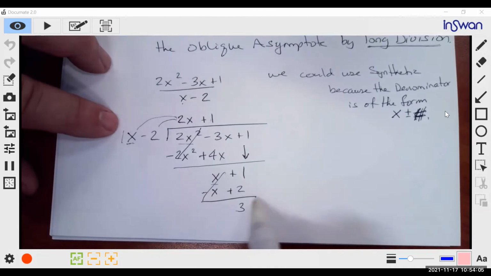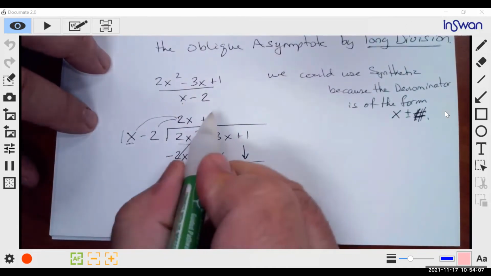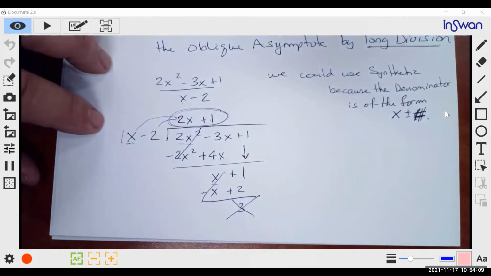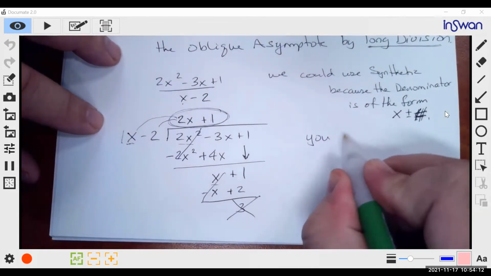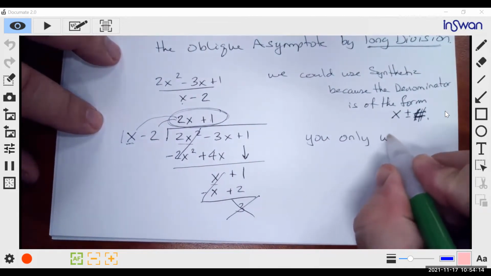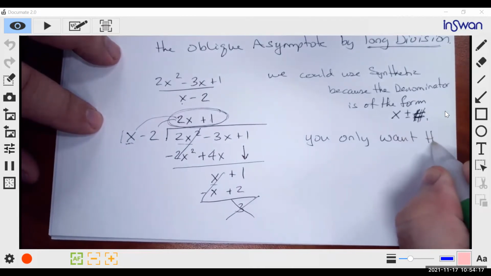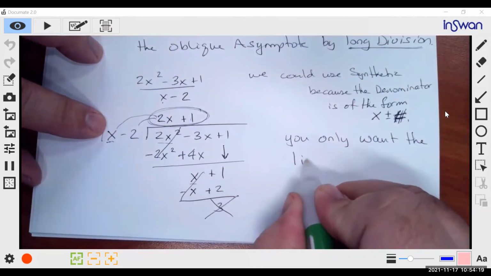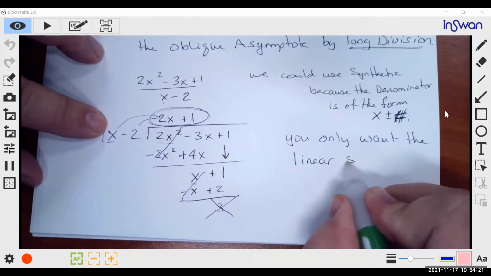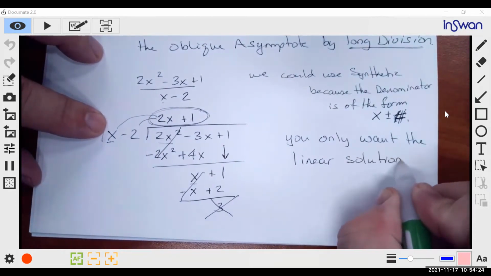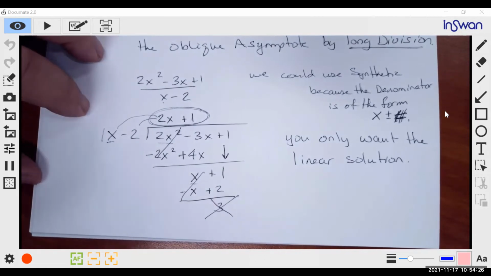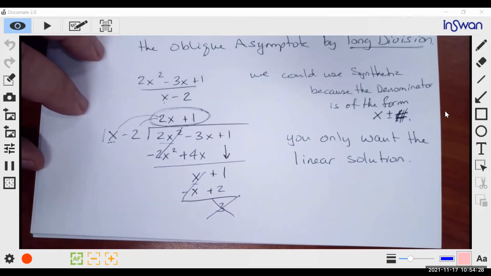In oblique asymptotes, you don't care about the remainder. All you care about is this equation here. You only want the linear solution. It's always going to be a linear answer. Why will it always be a linear answer?